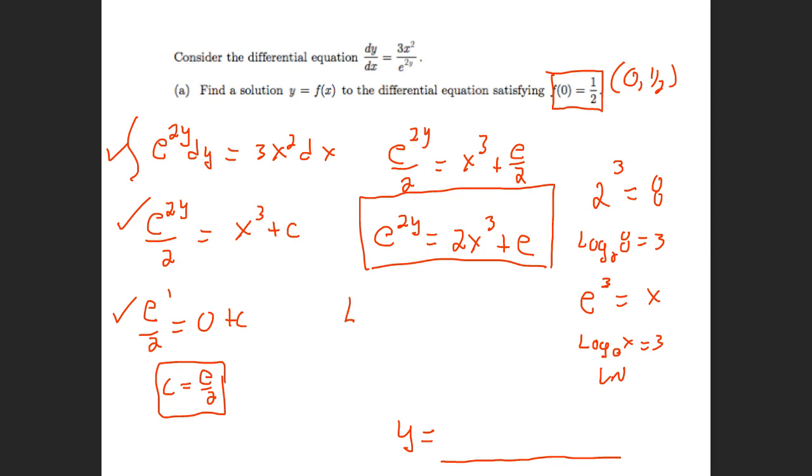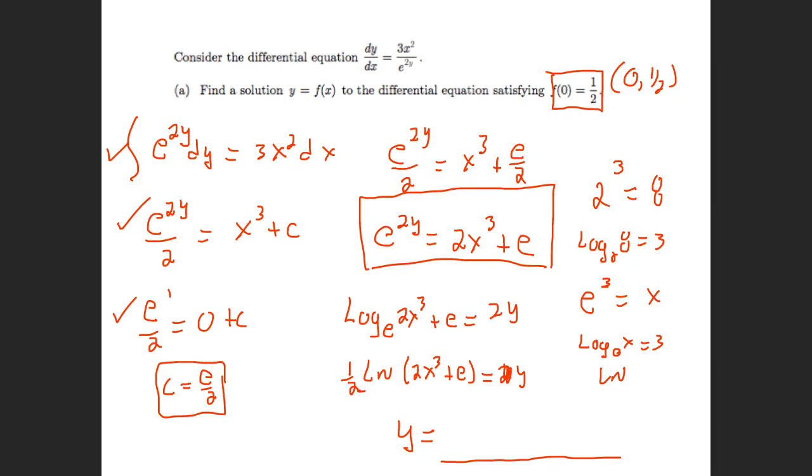So I rewrote this as log base e of 2x to the third plus e is equal to, what was that, 2y? Well, log base e is natural log. So that's natural log of 2x to the third plus e is equal to 2y. Well, remember, we want to get y equals. So I'm just going to divide through by 2 or multiply by 1/2. So y is equal to 1/2 natural log of 2x to the third plus e.